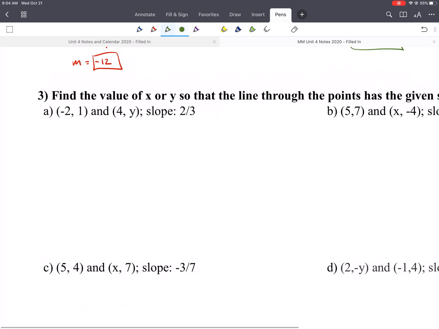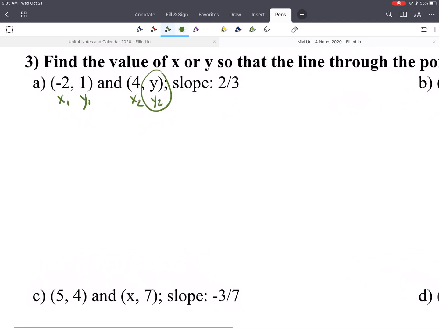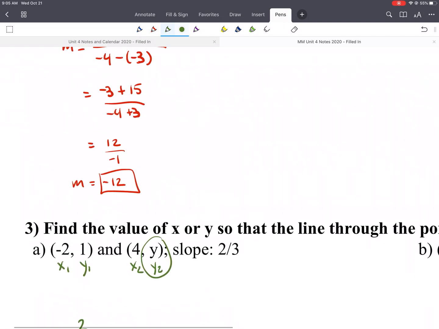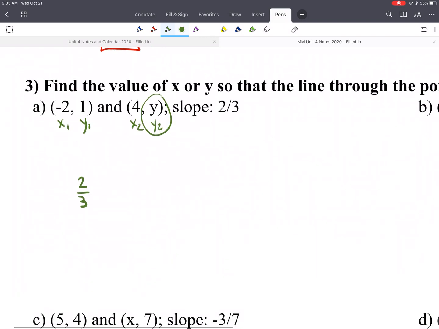Instead of trying to solve for the slope, we're trying to solve for a missing value. If we had this be x1 and this be y1, this would be x2 and y2. Here we're missing y2, so we'll plug in everything just the same way. Here our slope is 2/3. Before we had m is equal to, so we know what the slope is.